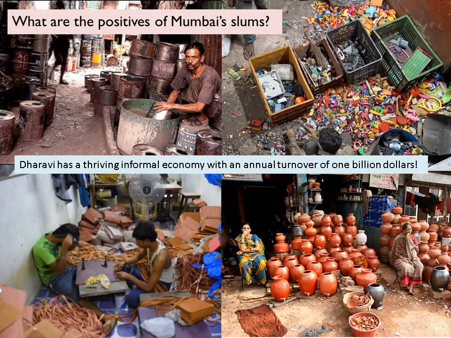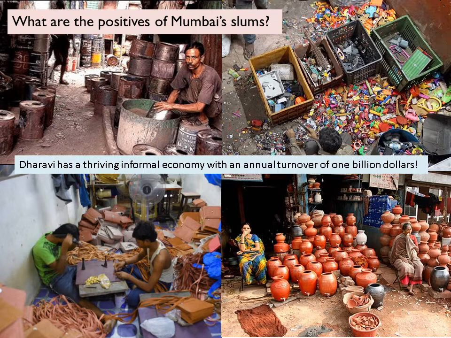We talked about problems of slums last week to some extent, and we can see that there are some obvious problems there. But there are many positives as well. One massive positive is that Dharavi, which is the largest slum in Mumbai, has a thriving informal economy with an annual turnover of $1 billion US.